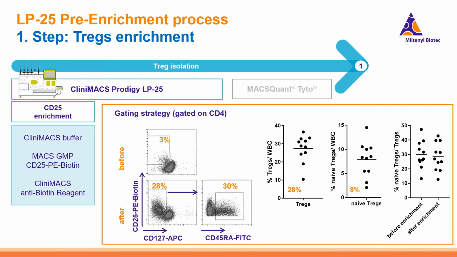Before enrichment, just 3% of the whole blood cells are Tregs, and after enrichment we reach 30% of the whole cells. And you can see here very well that naive Tregs are a very small fraction of the whole blood cells, and ultra pure isolation of them can be very challenging.